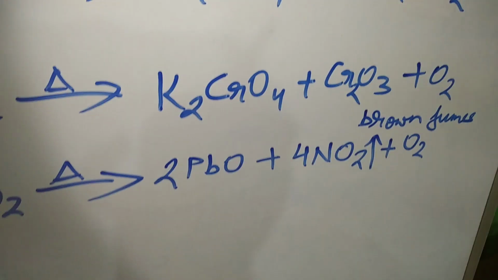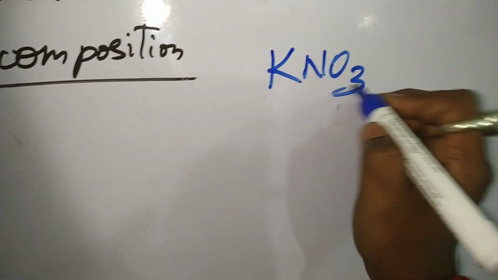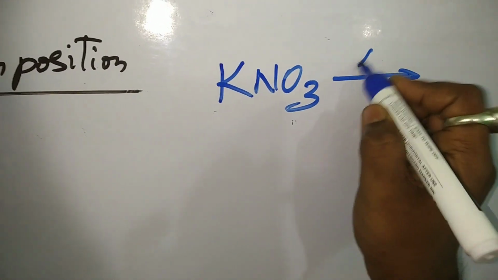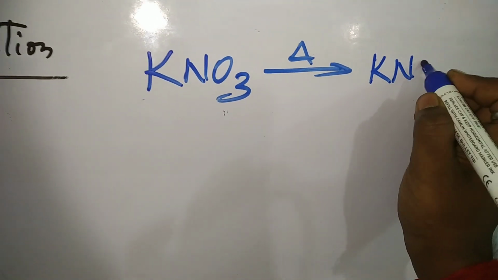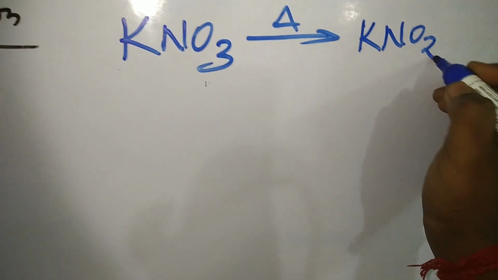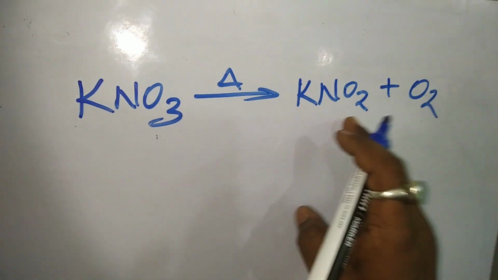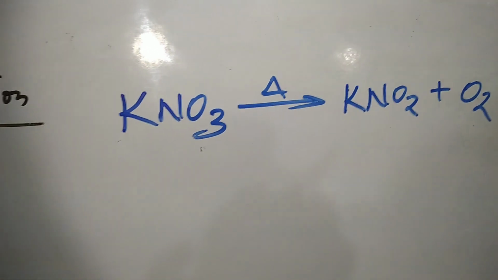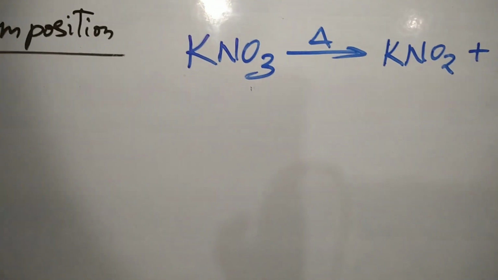Okay, my dear students. Now see, by means of heat we can decompose a nitrate into a nitrite. I am showing one example. Potassium nitrate. When we give heat, it decomposes into potassium nitrite and oxygen. See, it's a nitrate compound, and this is a nitrite. Okay, students, understand?